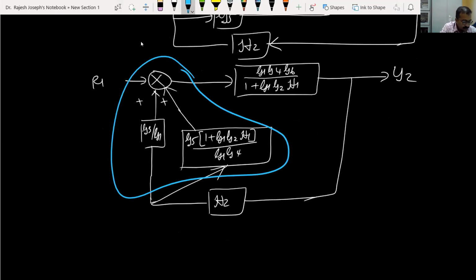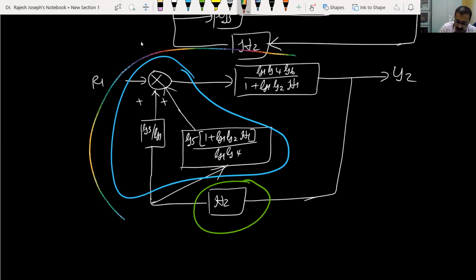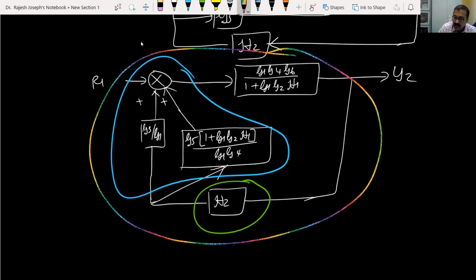You will get one single transfer function. That and H2 will be in cascade. So this and H2 will be in cascade, right? Then that block and G1, G4, G6 by 1 plus G1, G2, H1 will be in feedback. So in this way you can solve the entire thing. So your final answer must be like this.